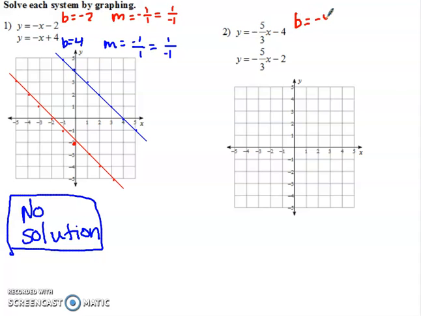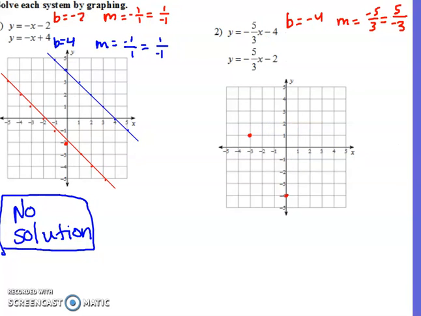Lastly, I've got a b value of -4 and an m of -5/3, or I can change the sign on both, +5 over -3. So -4, and then down 5, right 3 takes me off my graph, so I'll go up 5 and left 3, and connect these dots to draw the line that represents this equation.